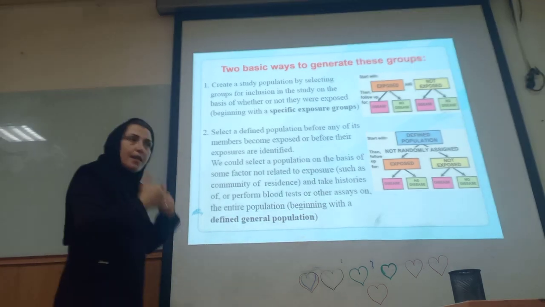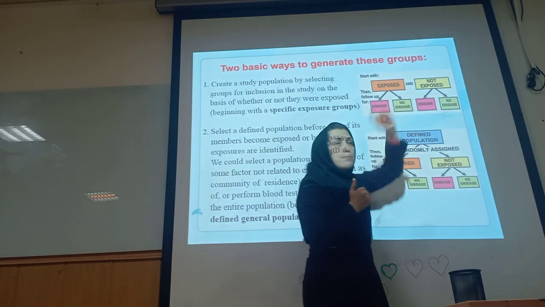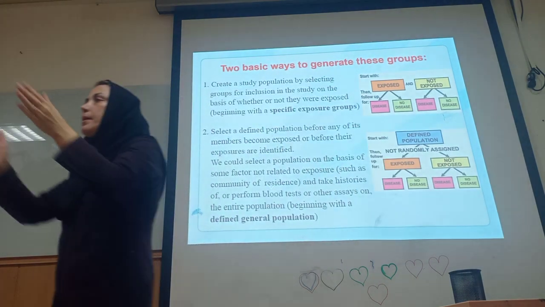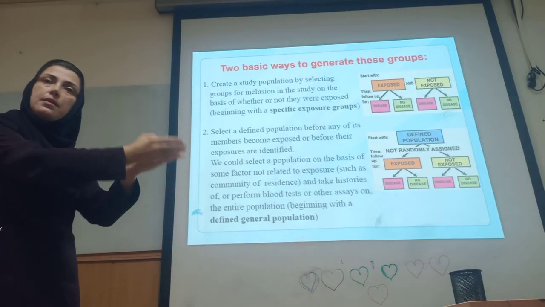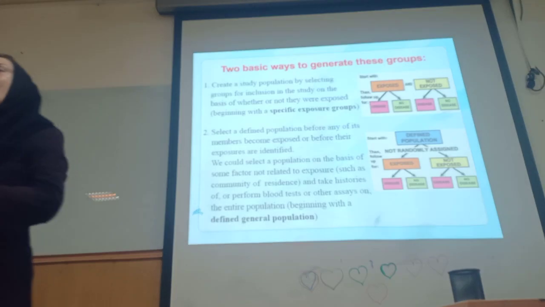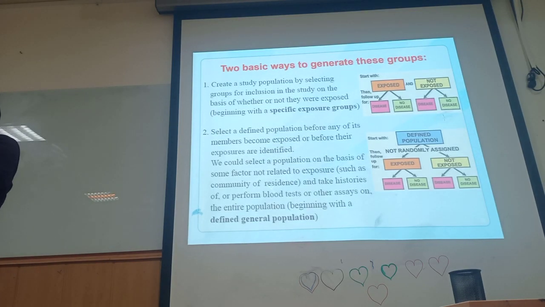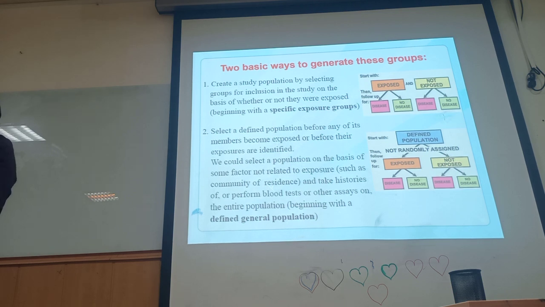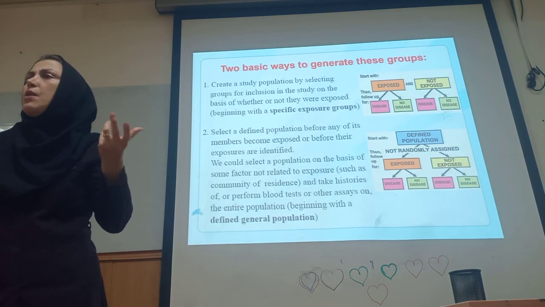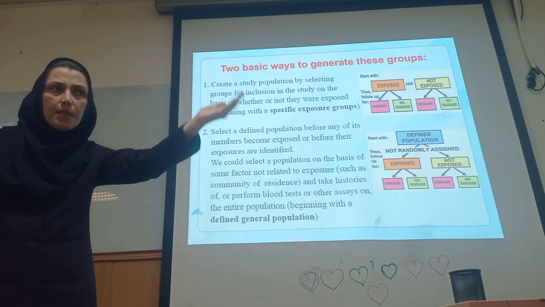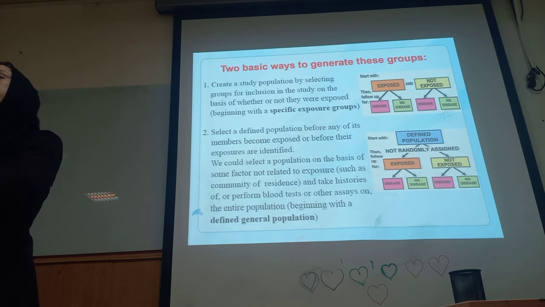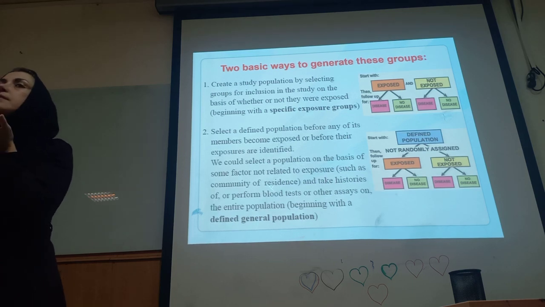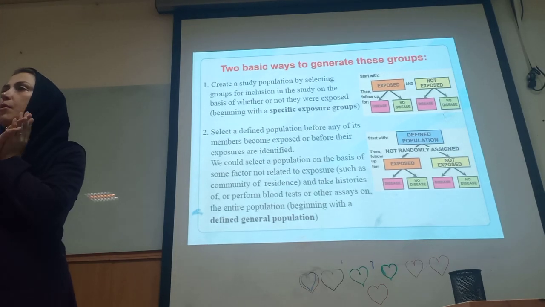So, we can start with selecting exposed and not exposed. For example, in that part of the factory, the workers are exposed to asbestosis, and at that, for example, part, they are doing office work and they are not exposed to asbestosis. These are exposed, these are not exposed, and we will follow them, for example, 10 years to find the accidents, the events among them.